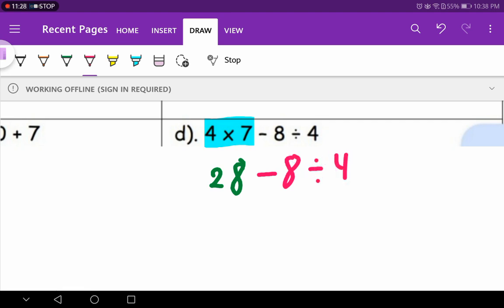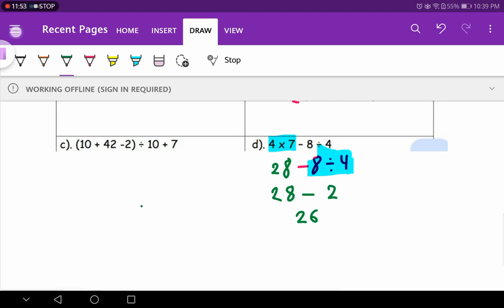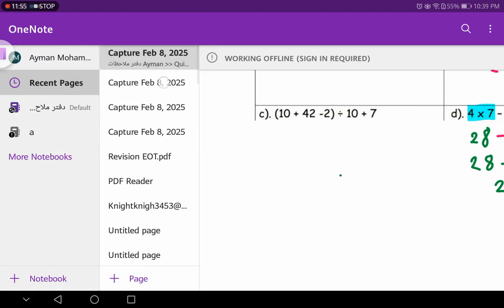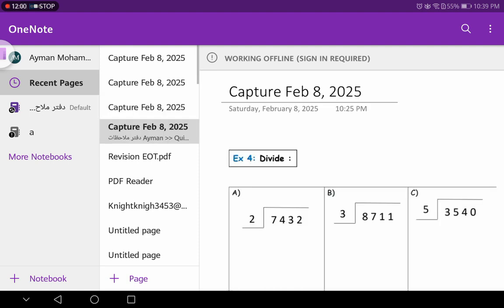Now minus and divide. Actually I will do this because division is stronger than subtraction. So 8 divided by 4 equals 2, and I copy what is left from here, and 28 minus 2 gives me 26. Are you happy with that, my dear student? Me too.